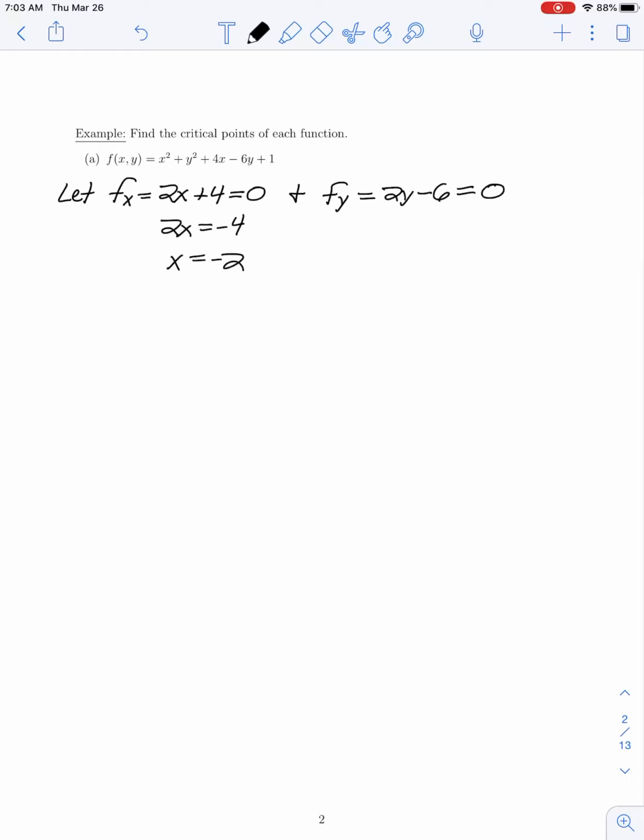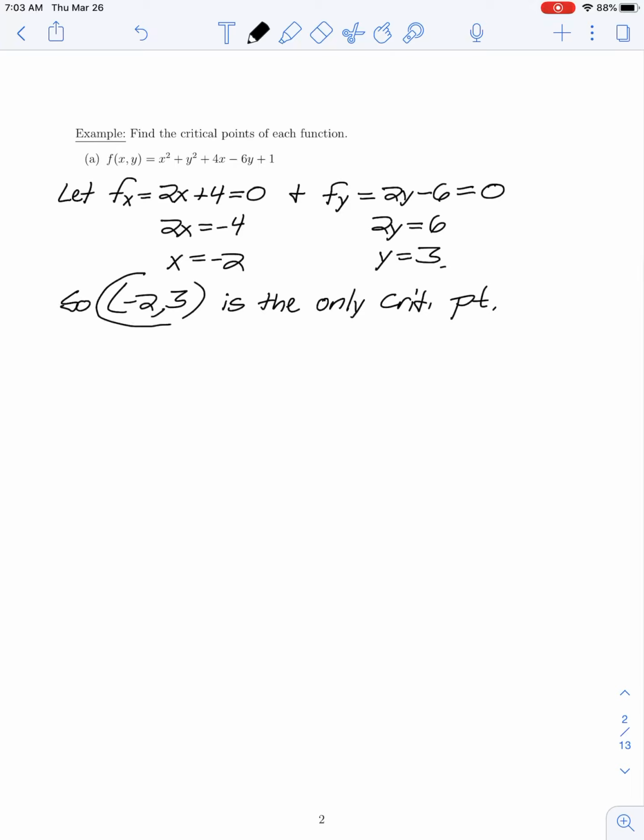Now looking at our first equation, we find 2x is negative 4, so x is negative 2. And to satisfy our second equation, we have 2y is 6, or y is 3. So in this example, we find only one critical point, namely the point when x is negative 2 and y is equal to 3. And this is the only critical point of our function in this example.